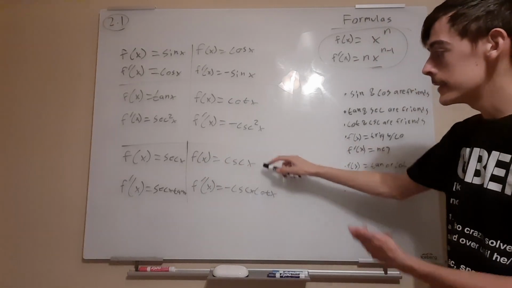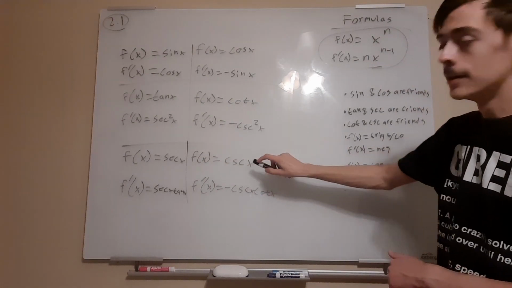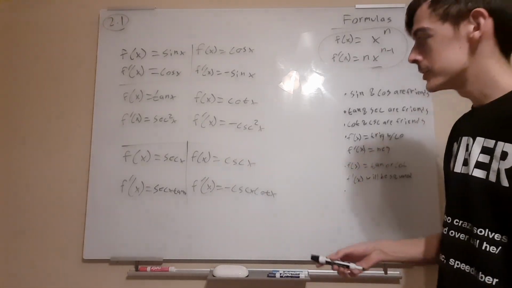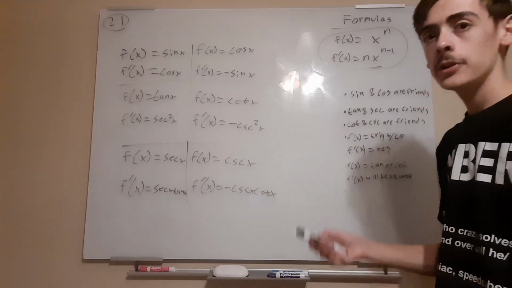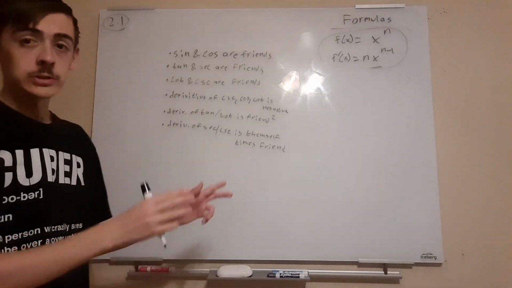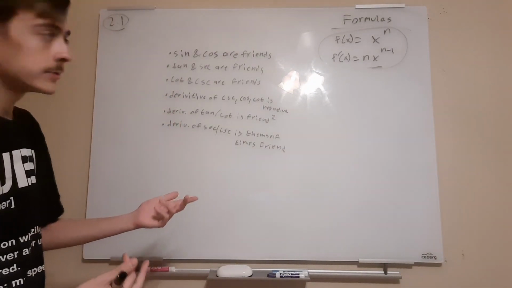Same with cosecant. F of x equals cosecant x, f prime of x equals negative cosecant cotangent x. Both of them have cosecant, and they're multiplied by their friend, basically. So with secant and cosecant, their derivative is going to be themselves multiplied by their best friend. Okay, so in short, I'm going to go over these memory tips for these derivatives again.